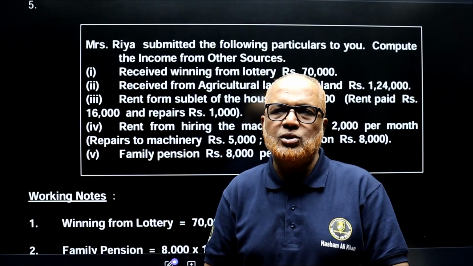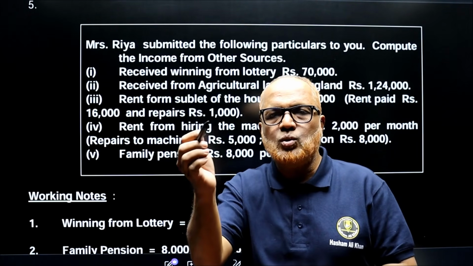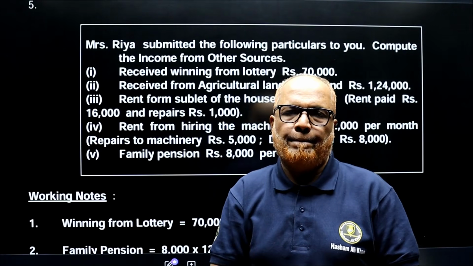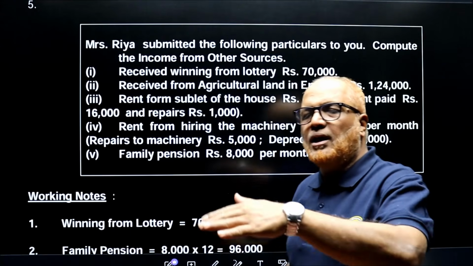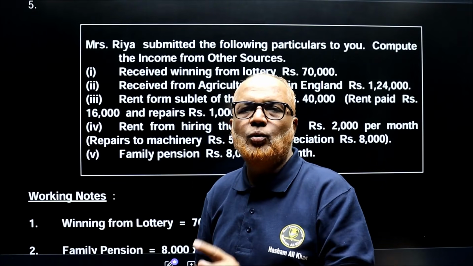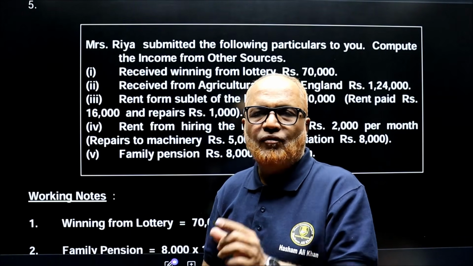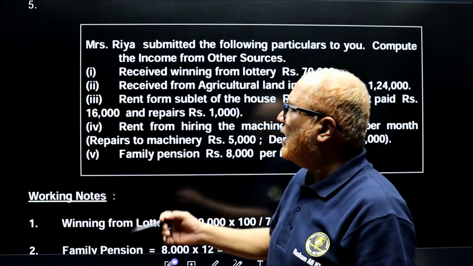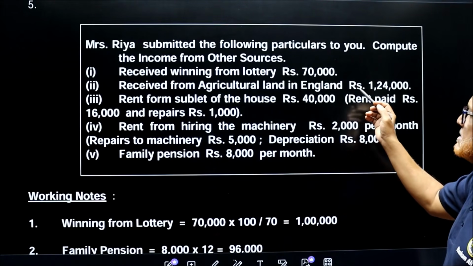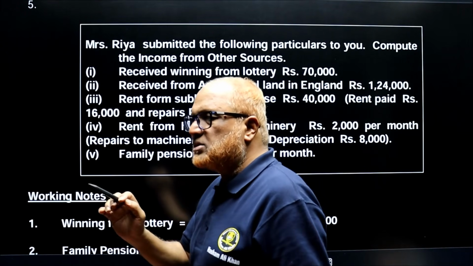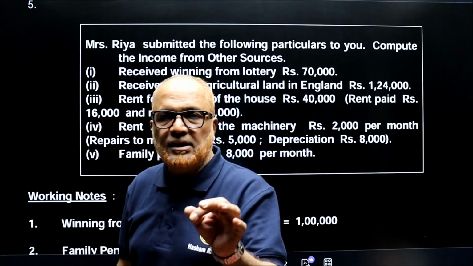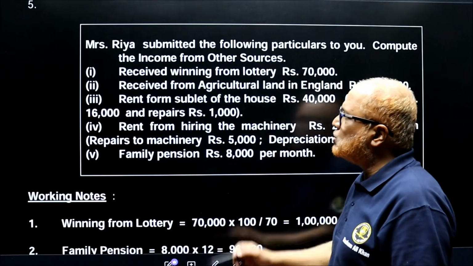How do we find the grossed-up amount? Net amount into 100 by 70. The net amount is how much here? 70,000. So 70,000 into 100 by 70, you will get 1 lakh. So winning from lottery, you should take 1 lakh. Now, received from agricultural land in England, 1,24,000. Any agricultural income received from a foreign country is taxable under income from other sources.